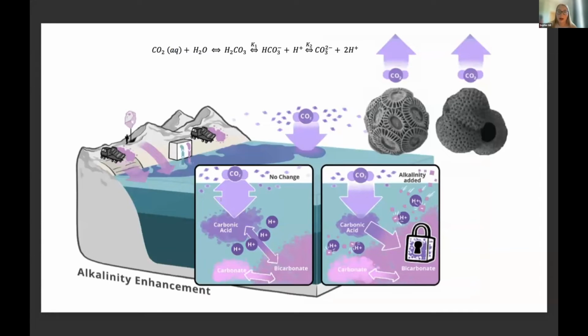And just to note as well, from an MRV perspective, so that's monitoring, reporting, and verification, because calcification releases CO2 as a byproduct, it's really important to constrain whether calcification from marine organisms like foraminifera and coccolithophores might result in some re-release of the CO2 that you're originally trying to draw down through alkalinity enhancement.